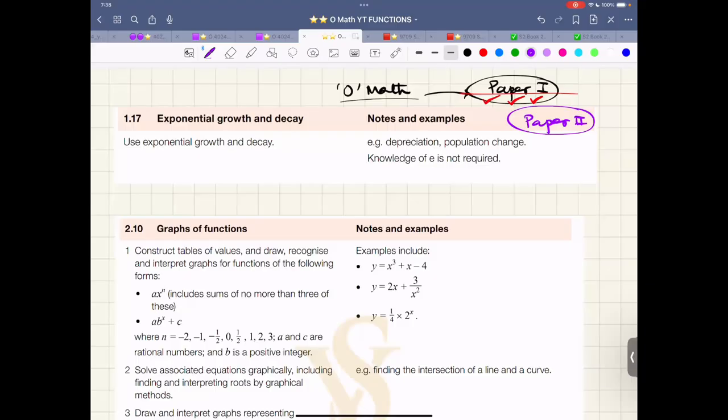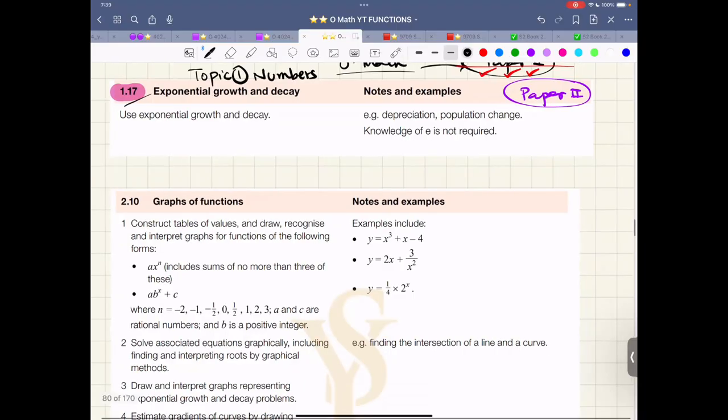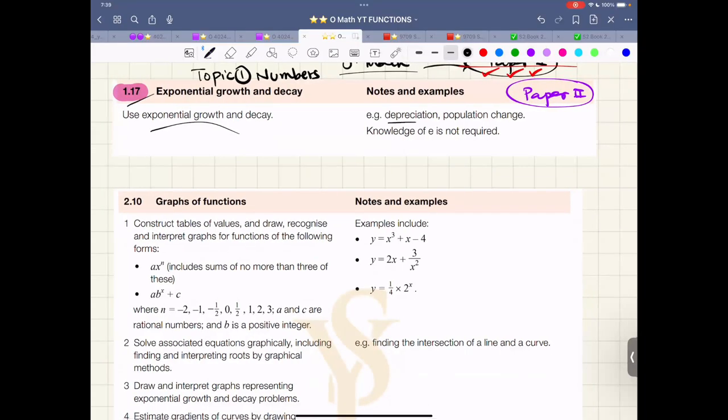So in paper 2, you might come across a question of this. Now, what are the different areas which were mentioned in the syllabus? Let's focus on that. In the concept of numbers, that is topic 1. So topic 1, let me write over here. That is about numbers. So topic 1 is numbers, and the subtopic is 1.7. Use exponential growth and decay, depreciation, population change, knowledge of e.